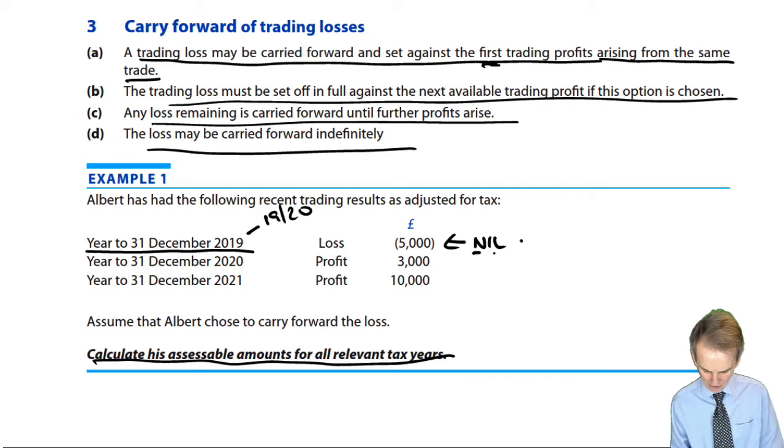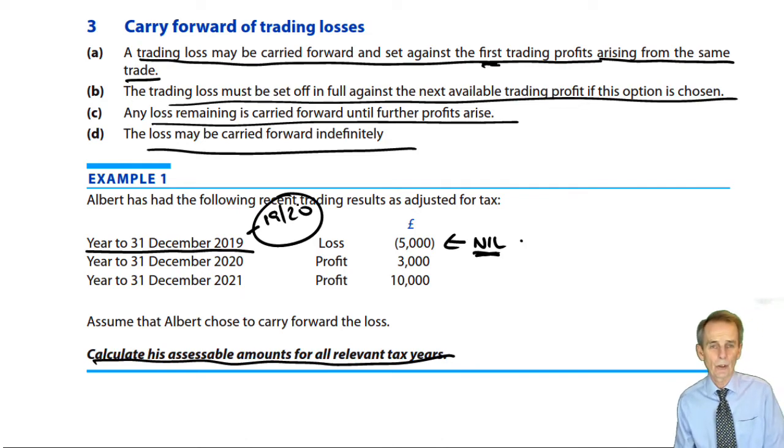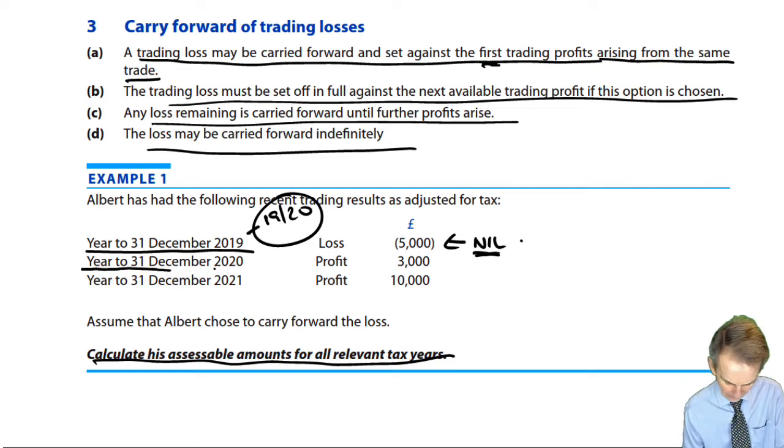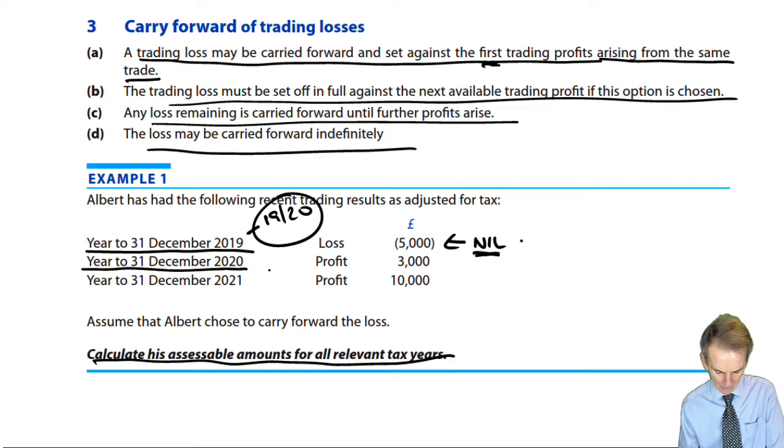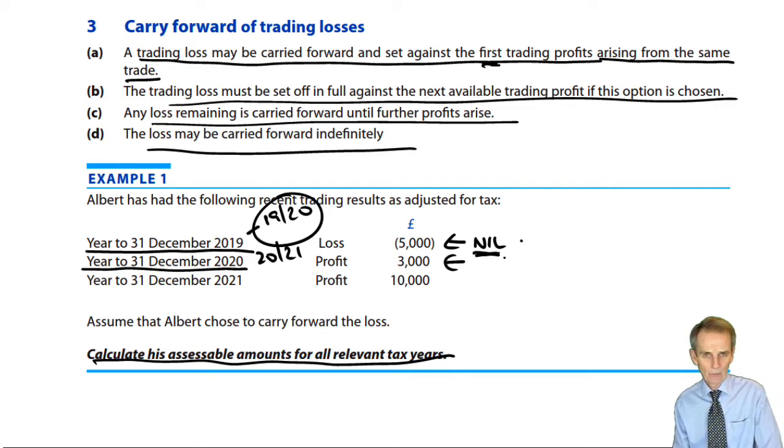That means that there is a nil assessment in the income tax computation for the 2019-20 tax year, and we then need to consider what could be done with it. Here, if we're purely looking at the one option, the carry forward, it goes forward against the next available future trading profit. Well, there, year to 31st of December 2020 there, that would have been assessed in 2021. We have a profit of £3,000. If you choose to carry it forward, there is then no choice over how it is used.